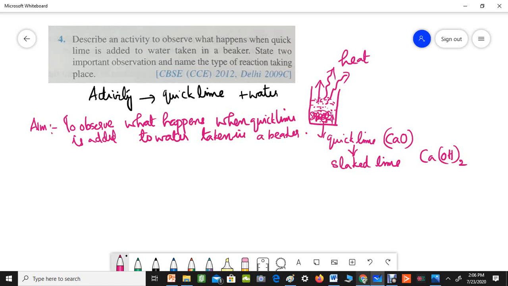Now, to do this experiment, what are the materials required? That is your second step. Materials required. We need quicklime, it's also called calcium oxide. Then you need water and a beaker.